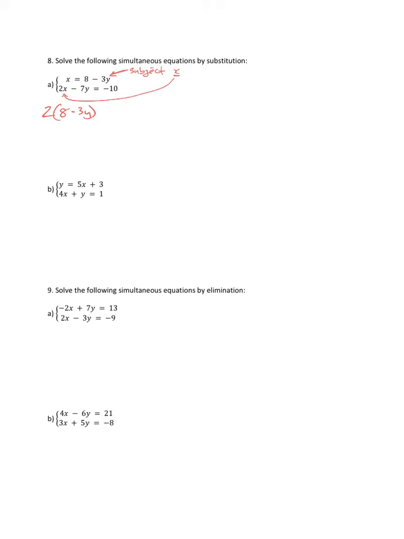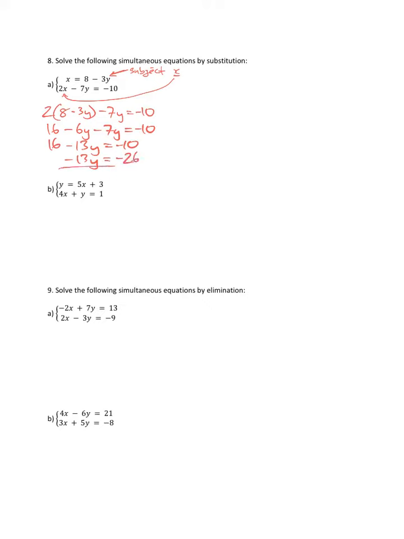What's the rest of the second equation? Take 7y is equal to negative 10. Expand the brackets, 2 times 8, 16. 3y's times by 2, negative 6y's, take 7y is equal to negative 10. 16, collect like terms. Negative 6, take 7, negative 13y is equal to negative 10. Get rid of the positive 16 by taking 16 from both sides. Negative 10 take 16 is going to be negative 26.